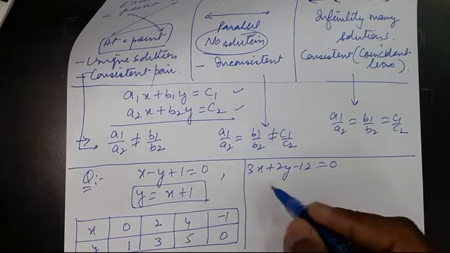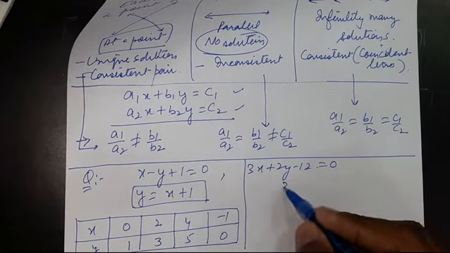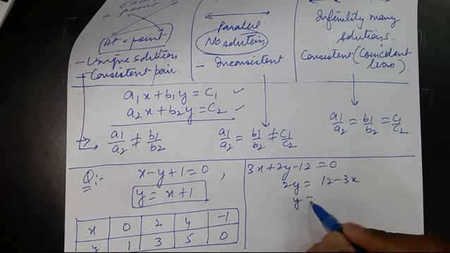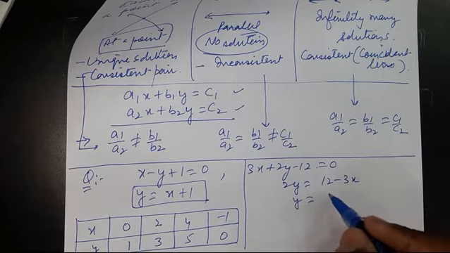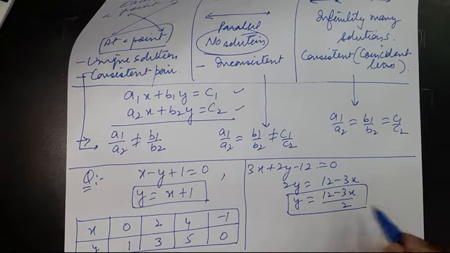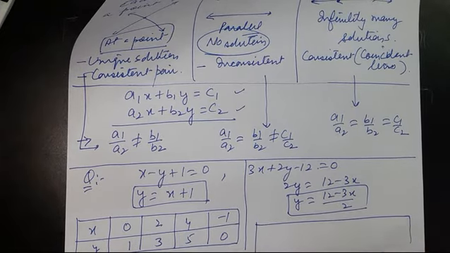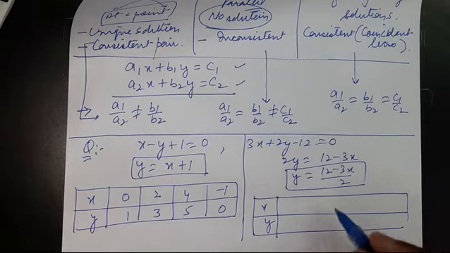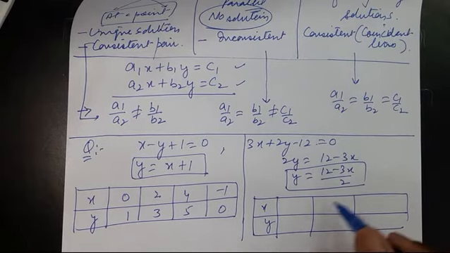Similarly, convert the second equation also like this, in terms of y in terms of x. So you get this value of y, and draw one more table, x and y, like this. Just put the values over here. You can take any number of values, at least 3 values should be taken.